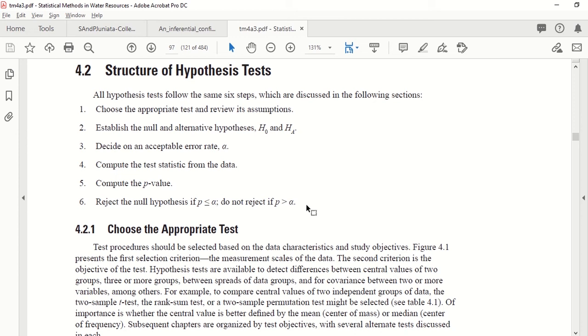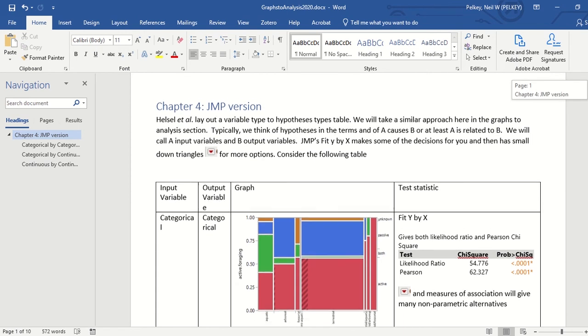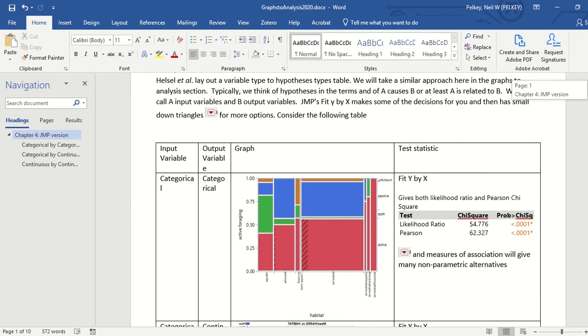So we're not going to wander through all of the stuff in the Health Cell. Instead, we're going to go to our graphs to analysis, Chapter 4, the JMP version. We're going to look at categorical versus categorical, and I talk about input and output variables, or X and Y. Okay, typically this is the causal and this is the caused, but not necessary. JMP is very nice in that it chooses the test for you based on the type of variables. I'm going to walk through these, and then we'll actually go and do a few.